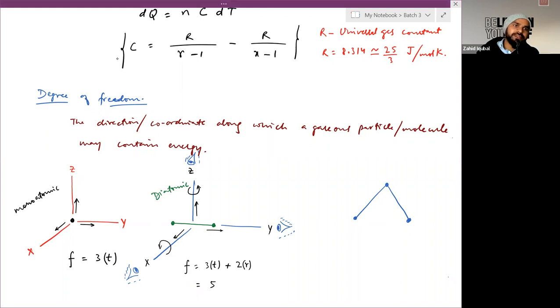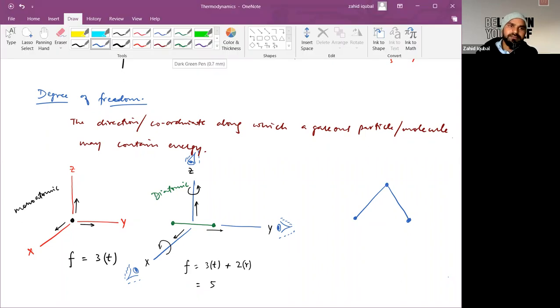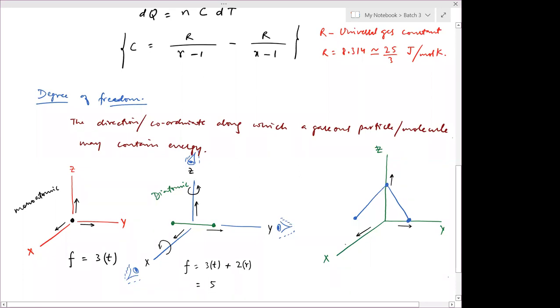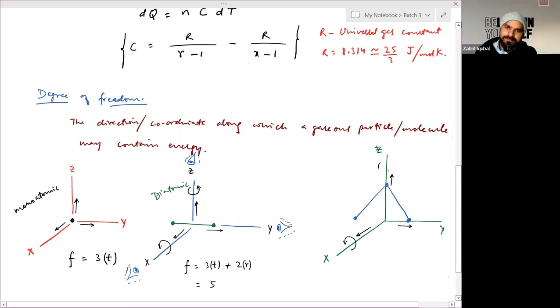So if you have to calculate the degrees of freedom for this, it may have translational motion along all the different axes: x-axis, y-axis, and z-axis. It may move along this, this, and it will also have rotation along this axis and along this axis also. So how many degrees of freedom will it have? 3 translational and 3 rotational. So in total, it will have 6 degrees of freedom.